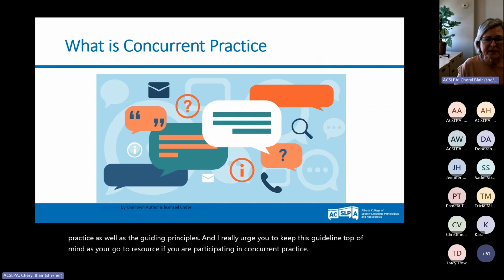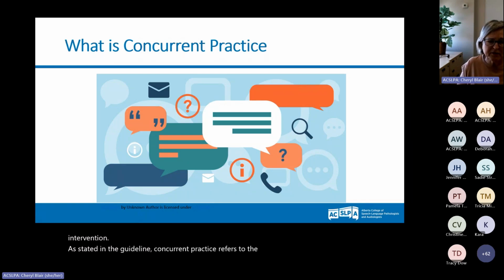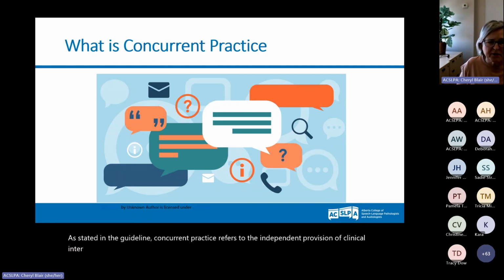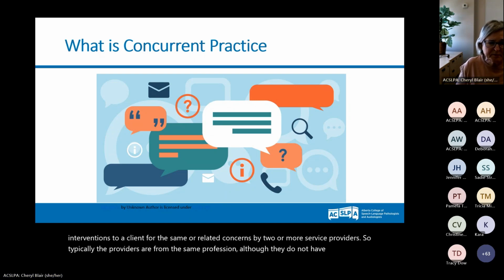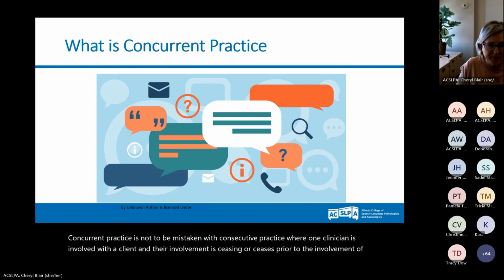Okay, let's go over the definition of concurrent practice, otherwise referred to as concurrent intervention. As stated in the guideline, concurrent practice refers to the independent provision of clinical interventions to a client for the same or related concerns by two or more service providers. So typically, the providers are from the same profession, although they do not have to be. Concurrent practice is not to be mistaken with consecutive practice, where one clinician is involved with a client and their involvement ceases prior to the involvement of another clinician.